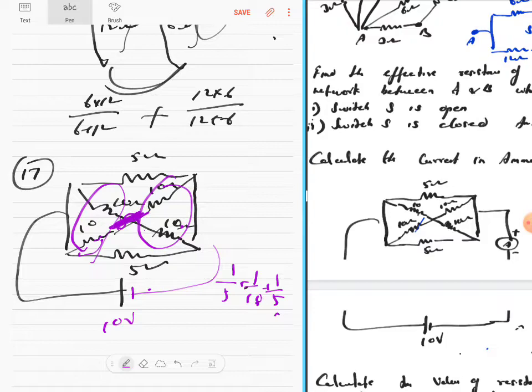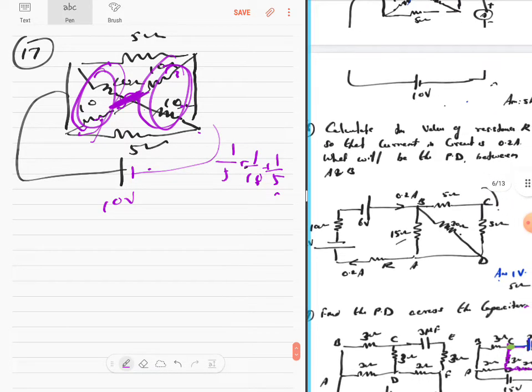You understand, if there is a hook, this and this will be in series, and this and this will be in series, and those two will eventually be in parallel. But there is no hook here, which means this and this is in parallel, this and this in parallel, eventually they become in series. Are you clear? Now let's go to next question.